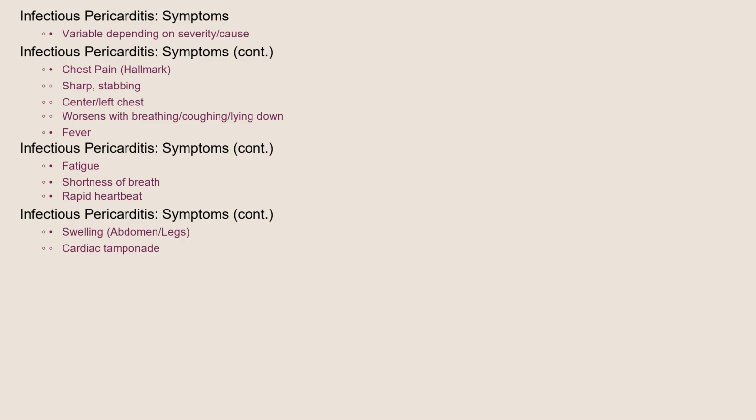The symptoms of infectious pericarditis can vary depending on the severity and underlying cause. The hallmark symptom is chest pain. It's often described as sharp, stabbing, and located in the center or left side of the chest. The pain may worsen with deep breathing, coughing, or lying down. Other common symptoms include fever, fatigue, shortness of breath, and a rapid heartbeat. In some cases, individuals may experience abdominal or leg swelling, particularly if cardiac tamponade develops.